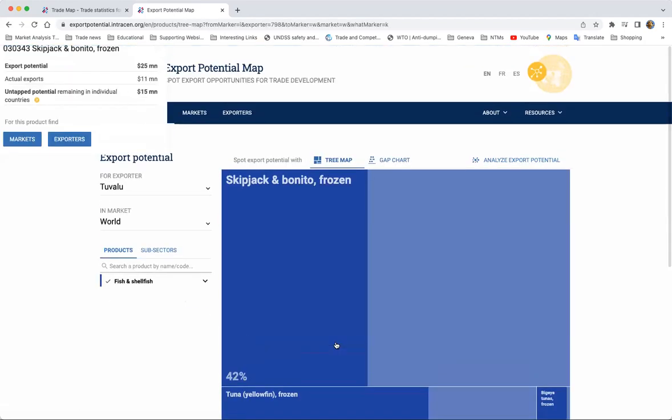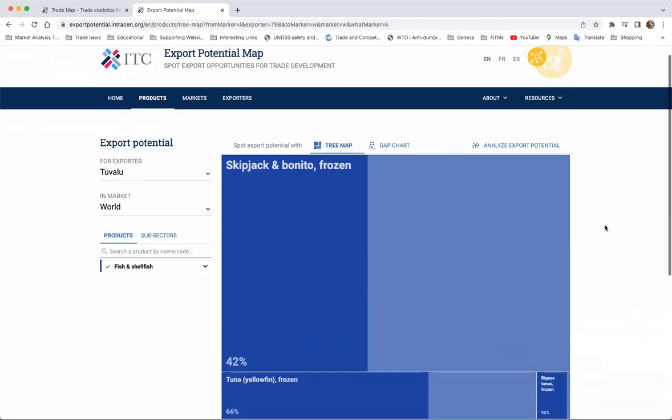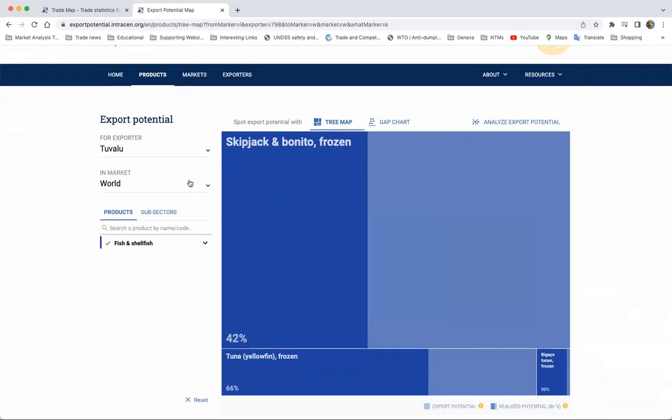I want to explore products for Tuvalu, and you come automatically to this tree map. Here in the left-hand corner, you have Tuvalu as an exporter.